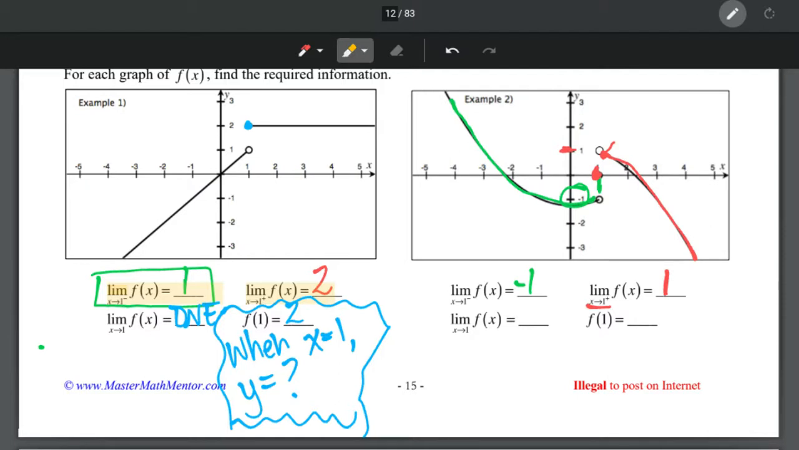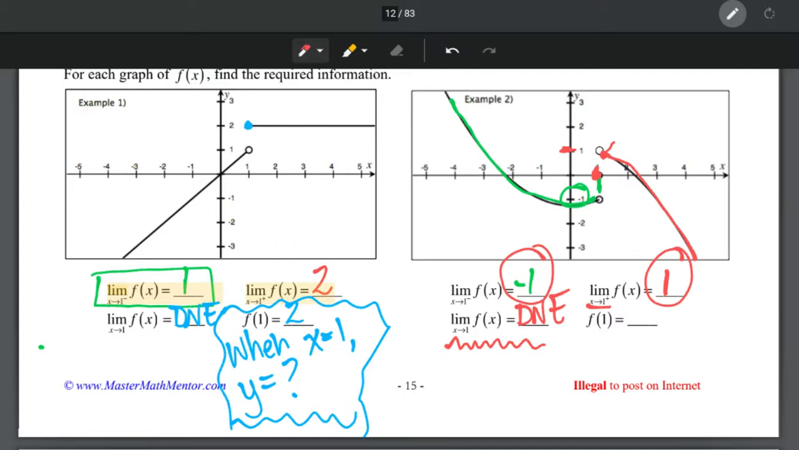Now, then I'm going to check to see if the limit from the left and the right are the same number. This is the limit as x approaches 1 from the left and the right. Are they the same number? Well, from the left I get -1. From the right I get +1. Those are not the same, so this limit does not exist.